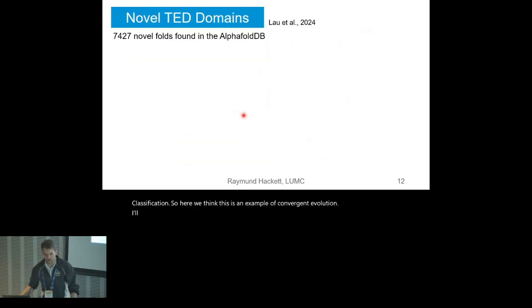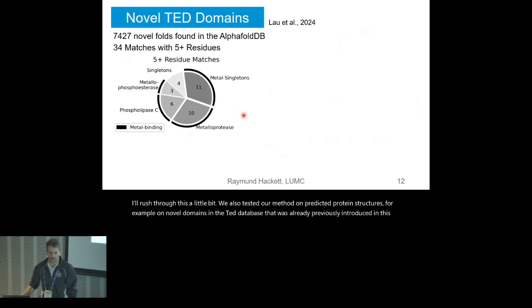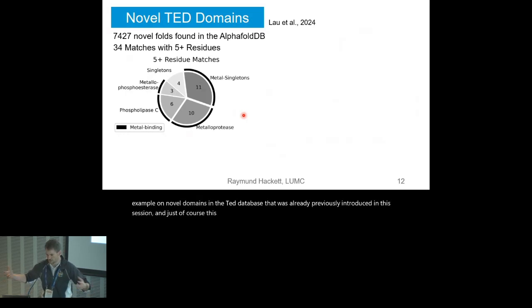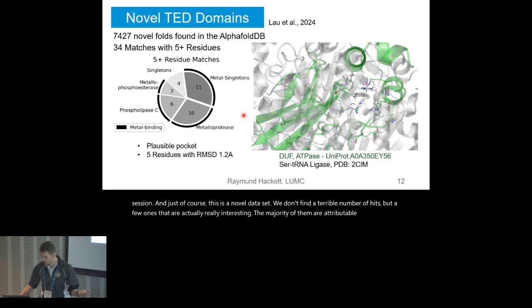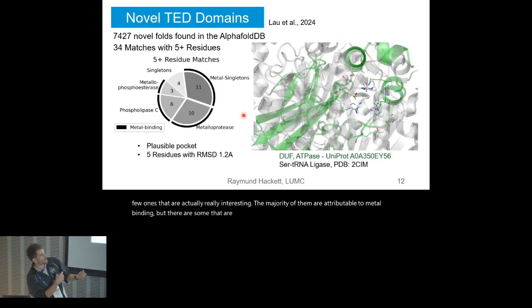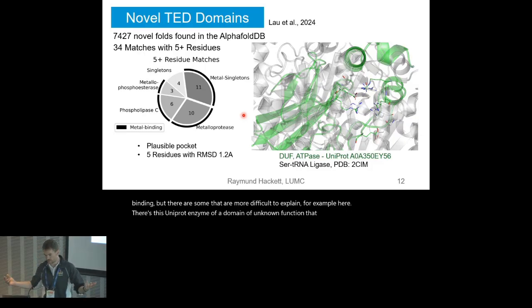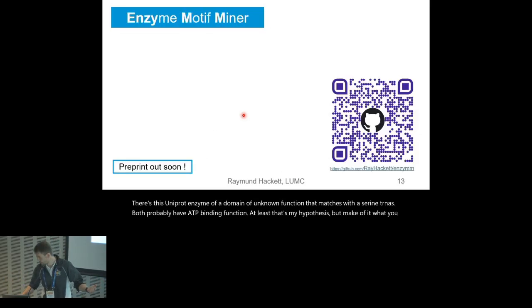I'll rush through this a little bit. We also tested our method on predicted protein structures, for example, on novel domains in the TED database that was already previously introduced in this session. And of course, this is a novel data set. We don't find a terrible number of hits, but a few ones that are actually really interesting. The majority of them are attributable to metal binding, but there are some that are more difficult to explain. For example, here, there's this UniProt enzyme of a domain of unknown function that matches with serine tRNAs. Both probably have ATP binding function. At least that's my hypothesis, but make of it what you will.